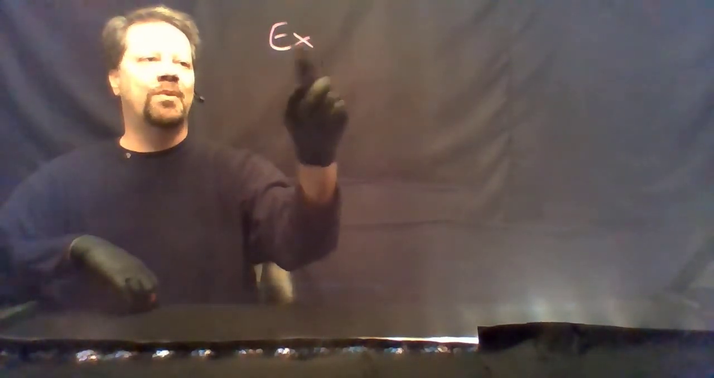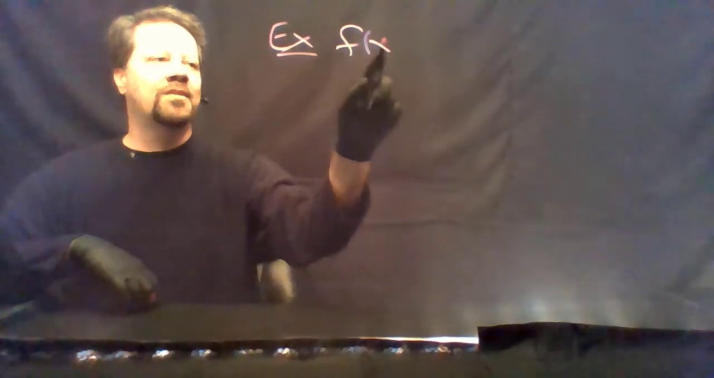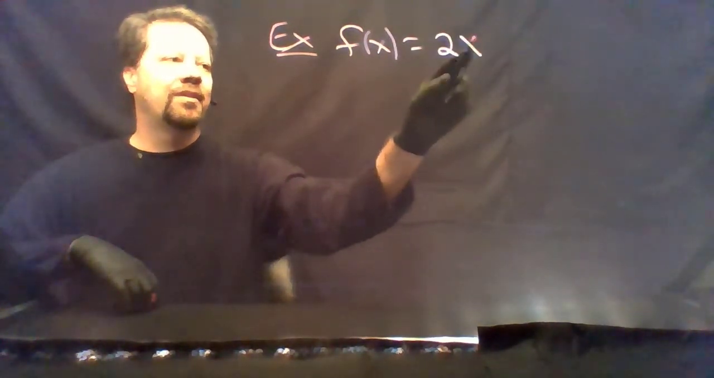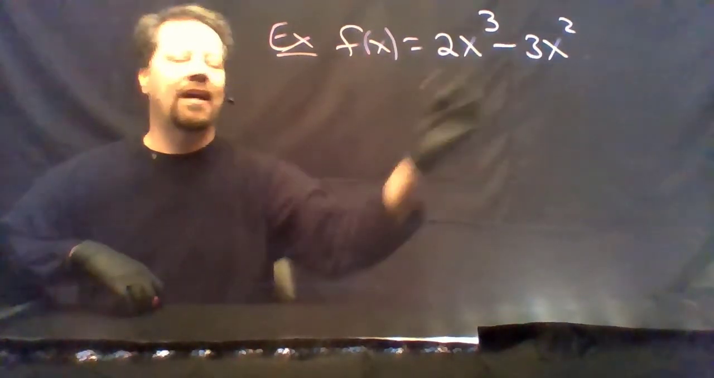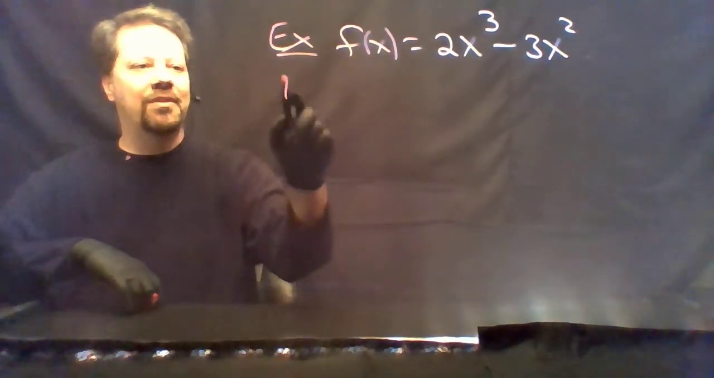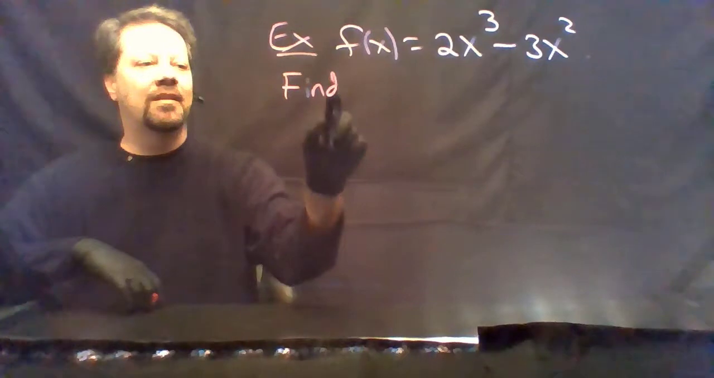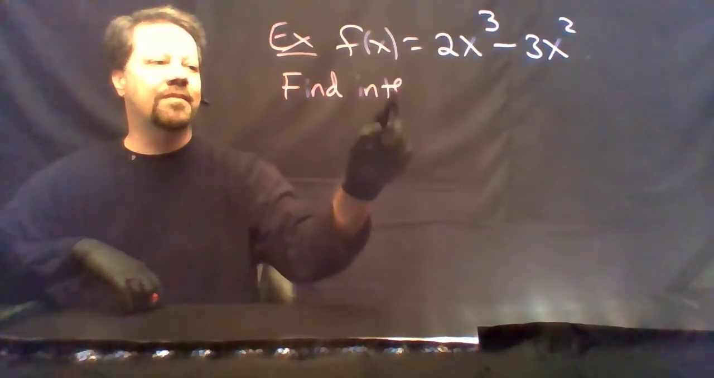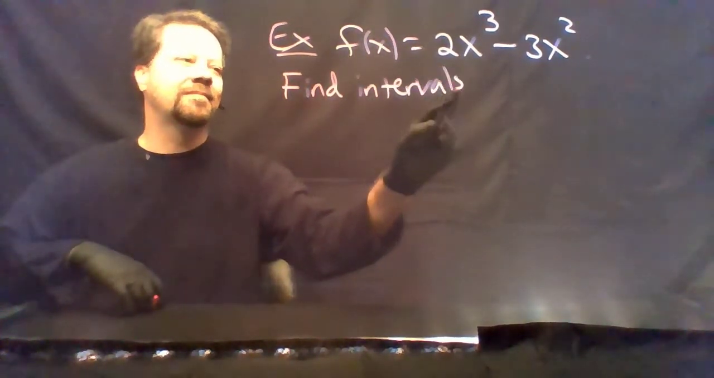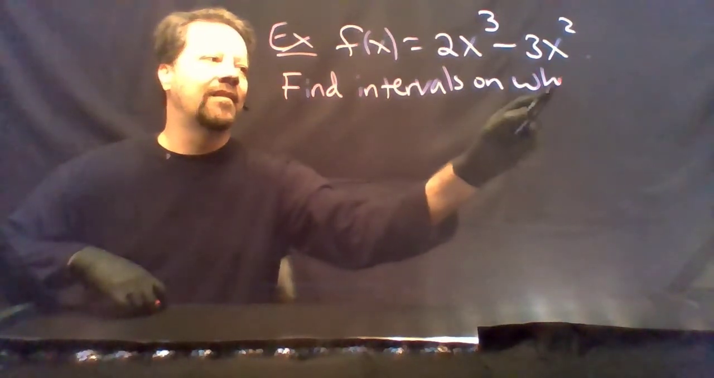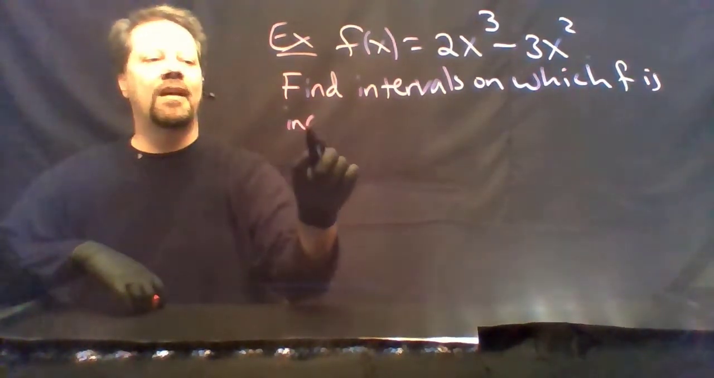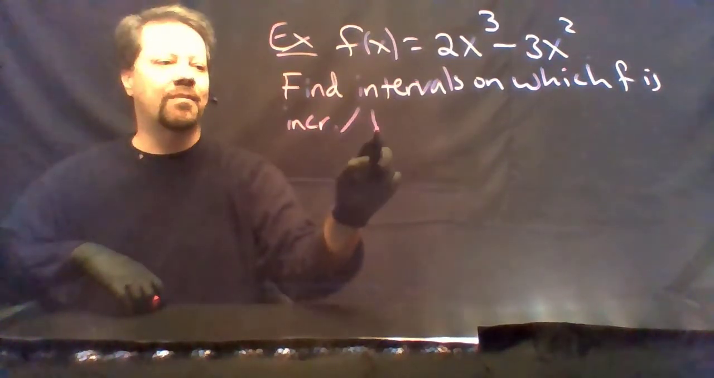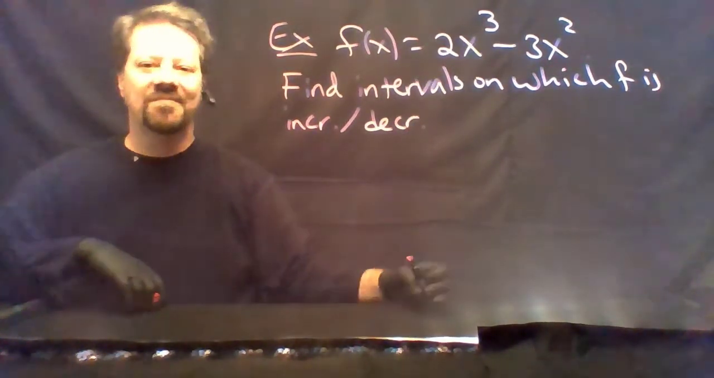In our next example, suppose we have 2x cubed minus 3x squared. And I want to find the intervals on which f is increasing and also the intervals on which it is decreasing.